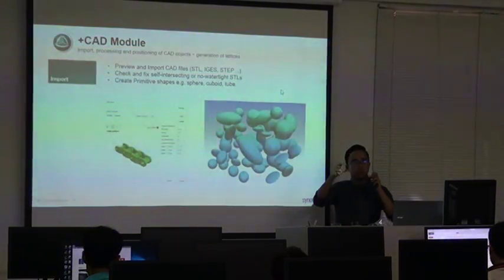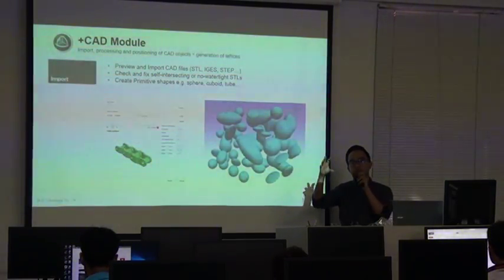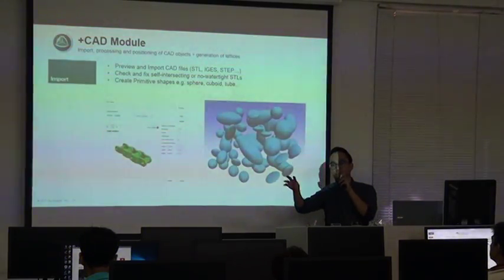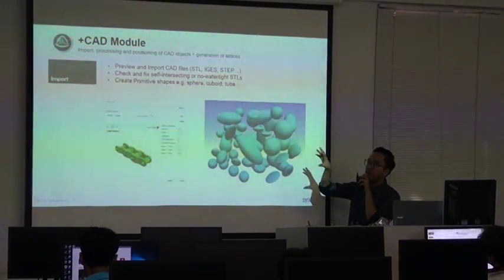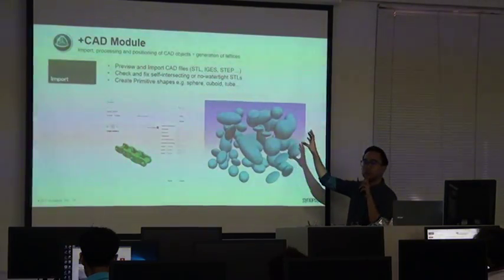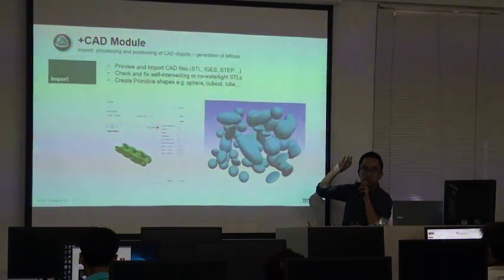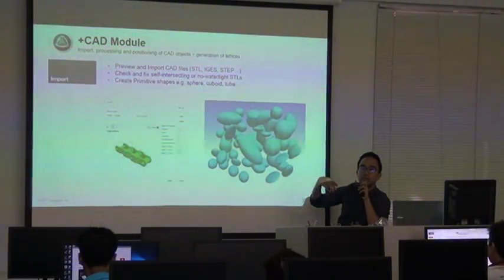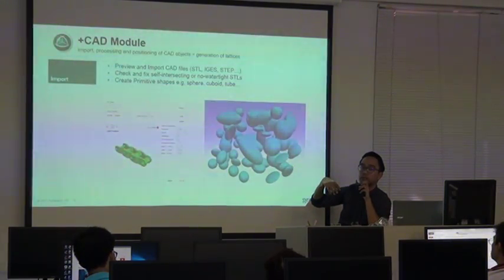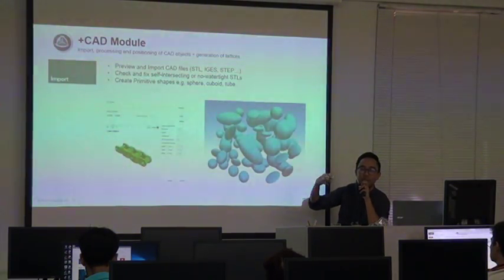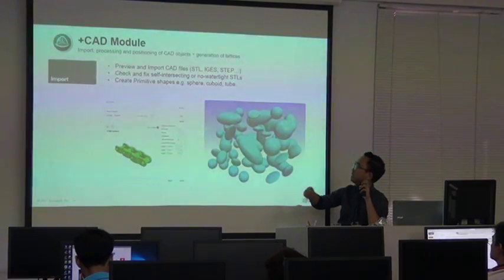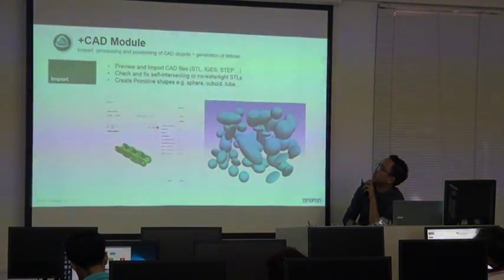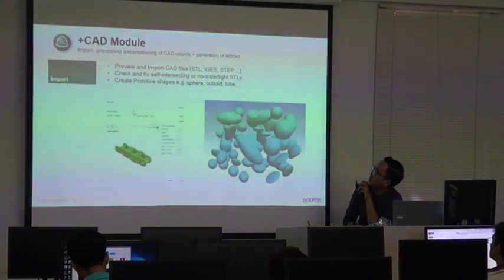So as I said, the Simpleware ScanIP is a core software that will convert 2D images into a 3D model. Alright, and then we have additional modules. The first module is the CAD module. The function of the CAD module is to allow us to import 3D models that we generate using CAD software, like CATIA, Top Solid, or SolidWorks, etc. So the format can be STL, IGS, and also STEP.